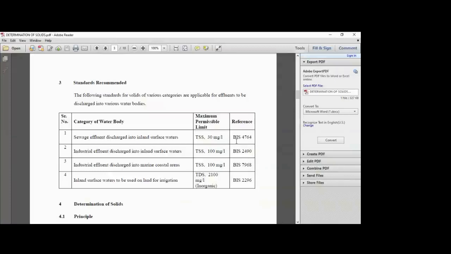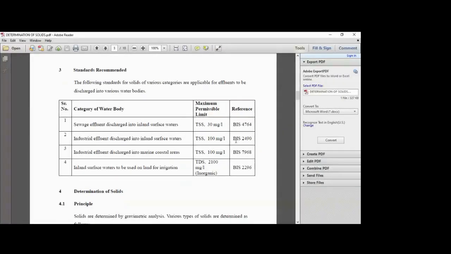Now what are the standards that are recommended, right? So these are the standards that are recommended by the various agencies. Specifically here is the Bureau of Indian Standards, right? So sewage effluent to discharge into the inland surface water. So if I have treated the sewage and I have to discharge it into the inland surface water, for example river, lake, any water body, which is on land, I should have my TSS less than 30 mg per liter. So maximum permissible limit is 30 mg per liter.